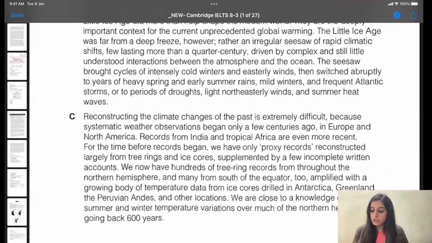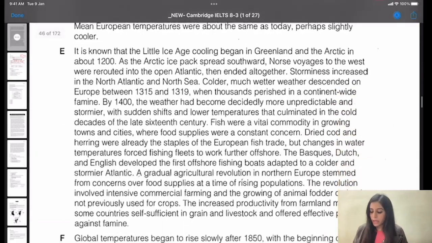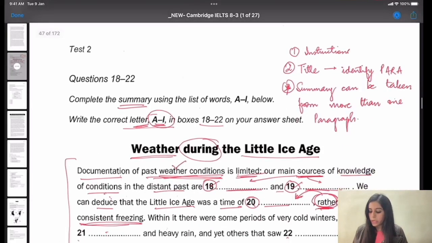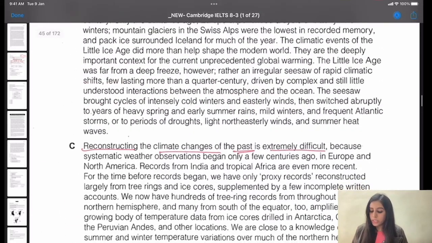Here in paragraph C, it's talking about the past weather records, and it's also talking about reconstructing the climate changes of the past. So this should ring a bell. It is extremely difficult. Reconstructing is the synonym that is used for documenting. Documentation, past weather records is limited. So they have used reconstructing for documentation. Climate changes, they have used weather conditions in the question. Of the past is as it is extremely difficult or limited.